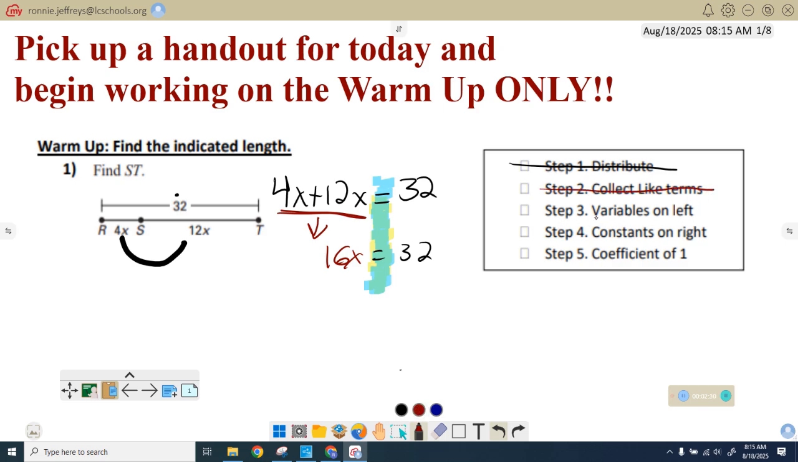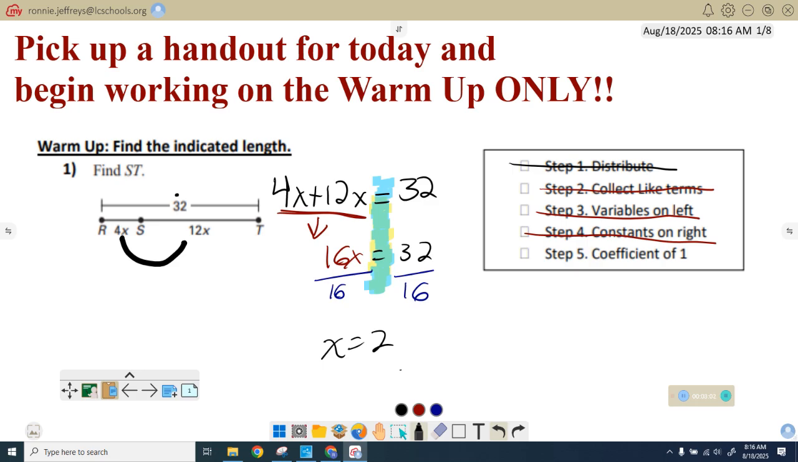Are my variables on the left? Yes, they just happen to work out that way. All right, constants on the right. Remember, a constant is a number without a letter tagging along beside it. Okay. Now, coefficient of 1. This is basically when you multiply or divide right here. So if I divide by 16, I should get x equals 2.